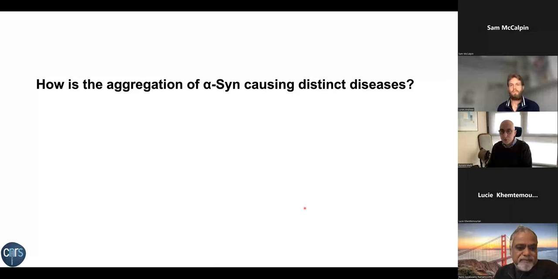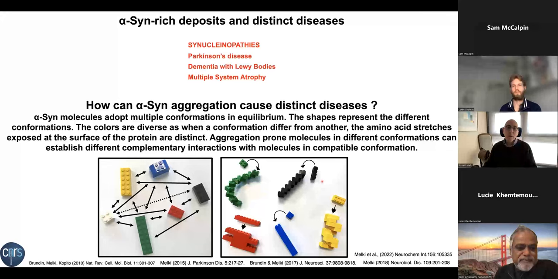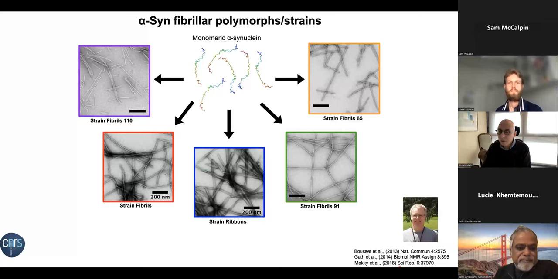So how come? We made this hypothesis in my lab that, because of the dynamics of alpha-synuclein and the multiple conformations it adopts, which are represented here by these Lego bricks of different colors to show that they have different surfaces, and which are all in equilibrium to some extent, some of these bricks can interact with similar bricks and form different piles of bricks that have different surfaces, again represented by these piles of Lego bricks.